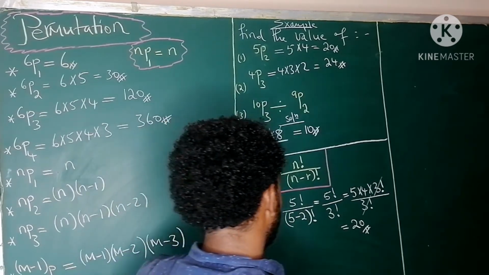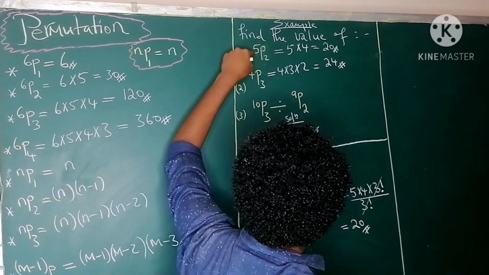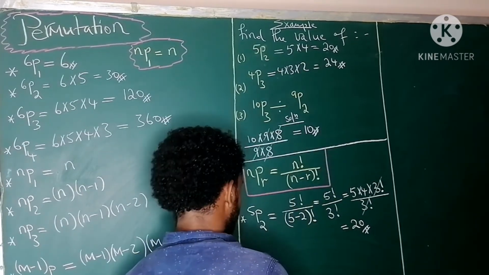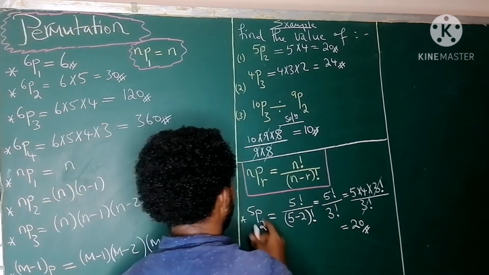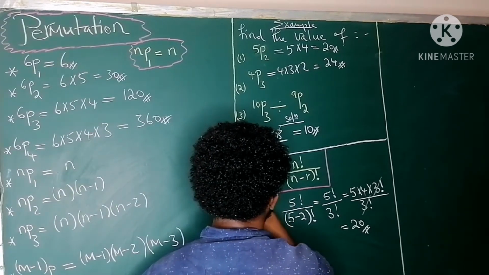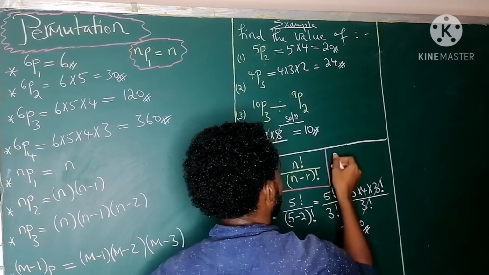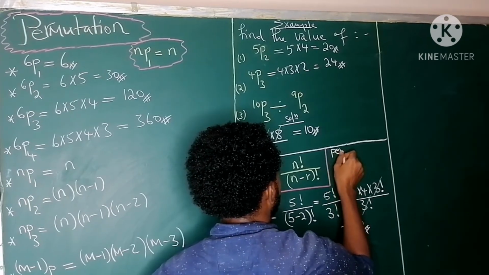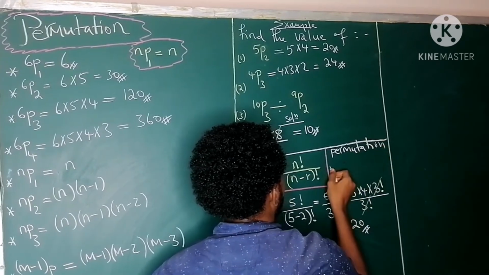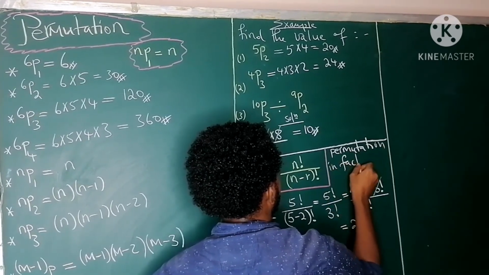So all ideas are possible. You can apply this idea, or you can apply the formula. This formula represents permutation in factorial form. So this is the relation between permutation and factorial.